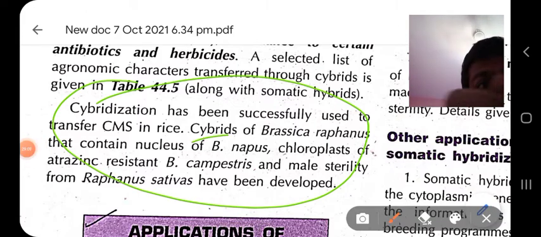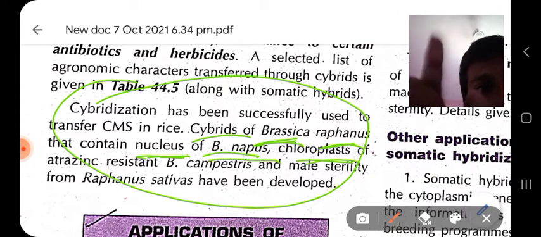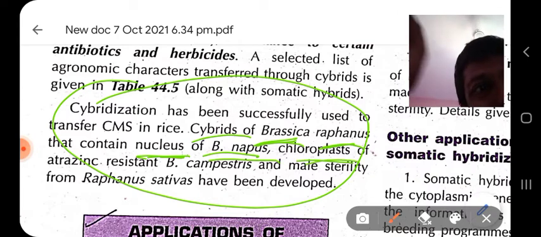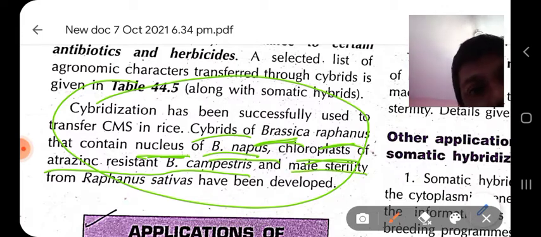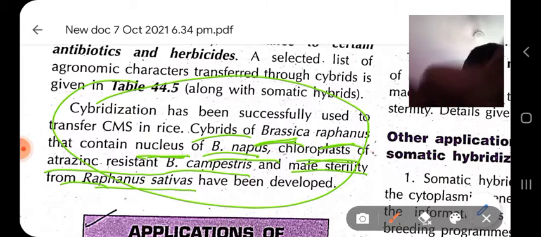Like the hybrids that we have prepared from Brassica raphanus, they contain the nucleus from Brassica napus. Chloroplast, that means they are contributing the cytoplasm part, chloroplast from atrazine resistant Brassica campestris. We have introduced Brassica campestris cytoplasm in order to become resistant to atrazine, and male sterility from Raphanus sativus. Together, the hybrids have been prepared.